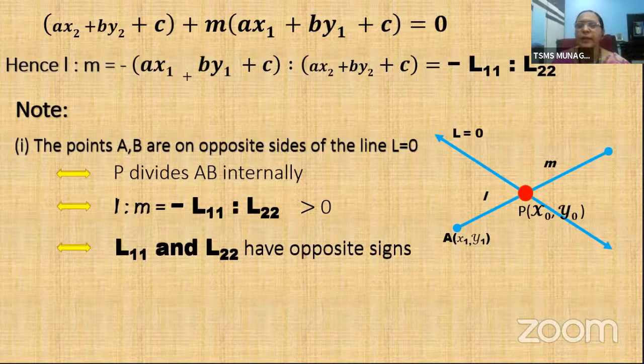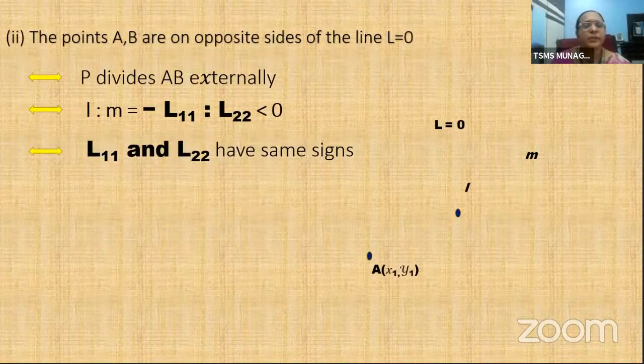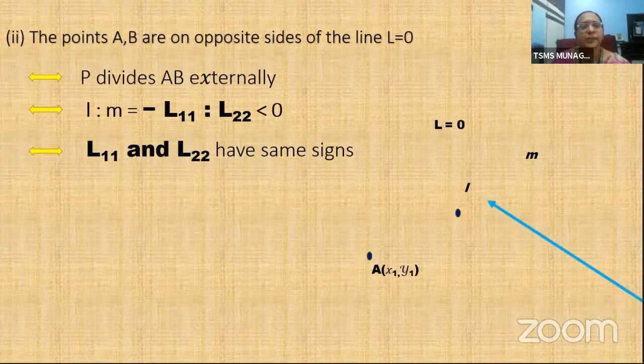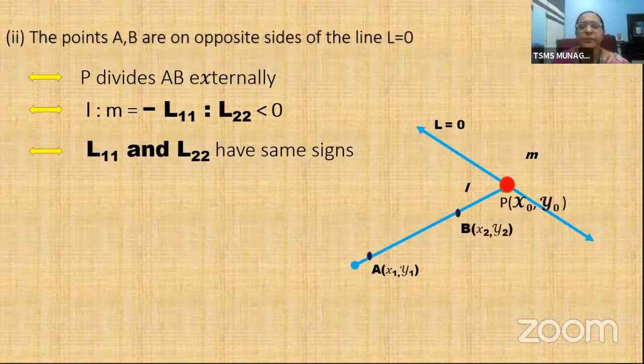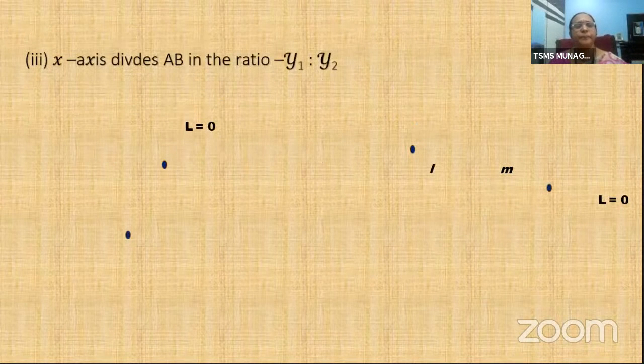So this is one tip you can remember for your competitive exams, where if the ratio is positive, then the points are on opposite sides. So obviously now I think you can guess the next slide. If the points are on opposite sides, they are divided internally; otherwise, if they are divided externally, then obviously you have the same sign. So here L11, L22 have the same sign, which means A, B are on the same side.